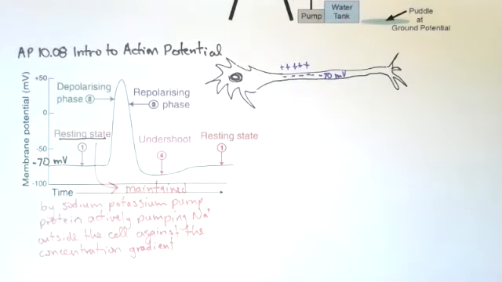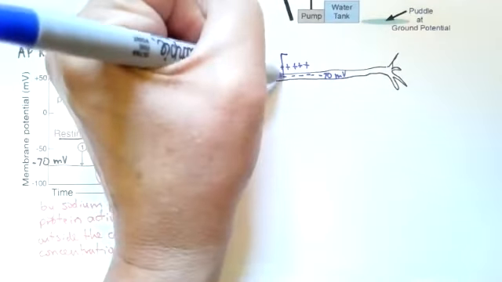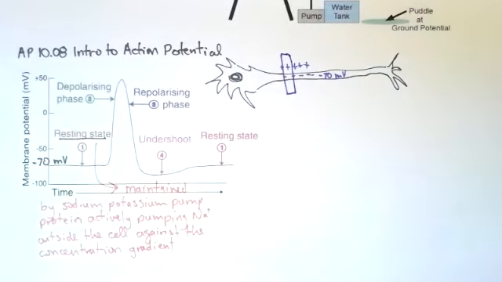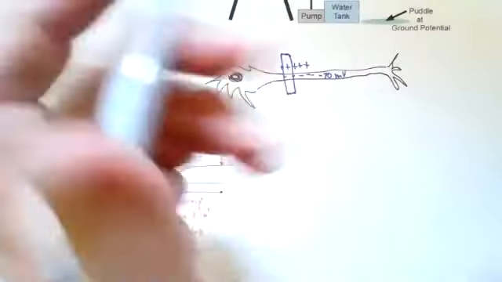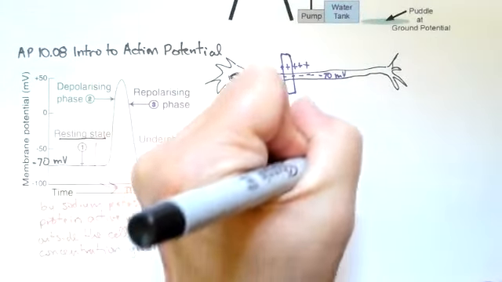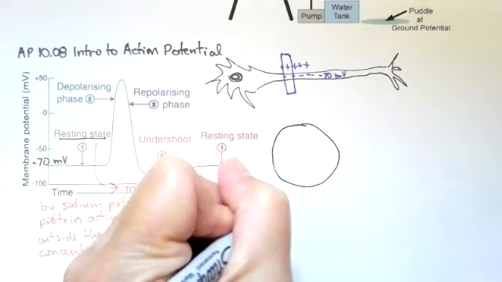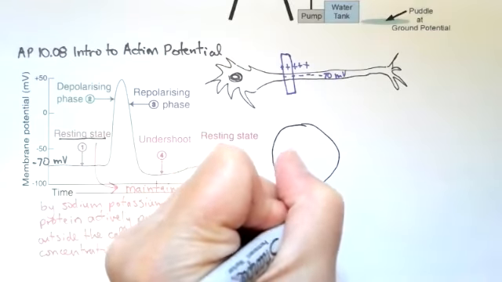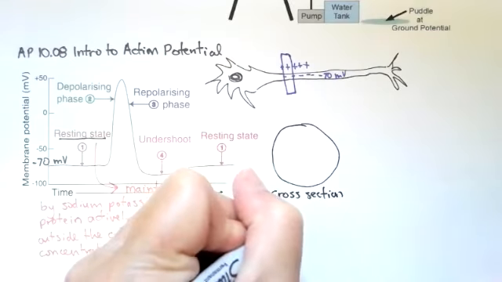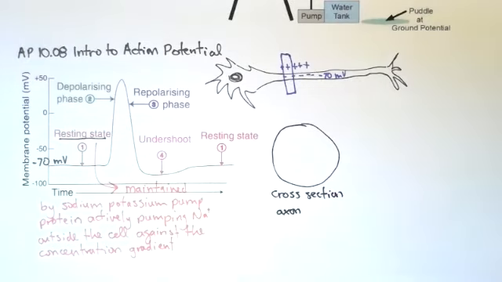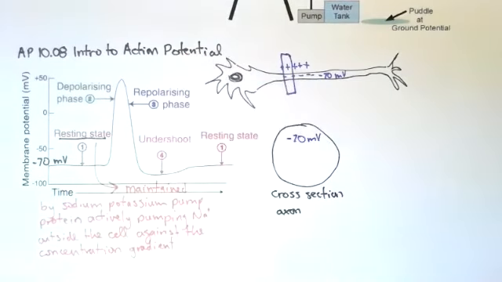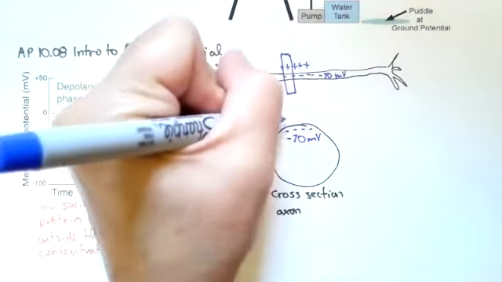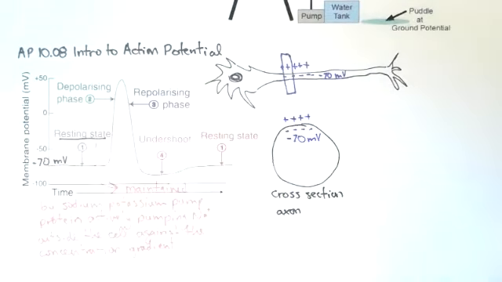So let's say I'm taking a slice. I'm going to take this slice right here, and I'm going to do it in cross section. So I'm going to look at this axon. Instead of looking at it from the side, I'm going to slice it. So here's a cross section of my axon. And what we see is that inside the axon is negative 70 millivolts. So we've got negative, negative, negative, negative, positive, positive, positive, positive.